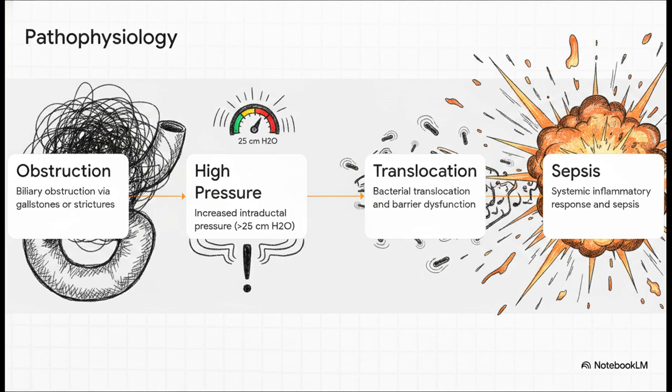This extreme pressure literally forces enteric bacteria, like E. coli or Klebsiella, to translocate right across the barrier into the circulation. So what starts as a localized plumbing issue rapidly escalates into a massive systemic inflammatory response and outright sepsis. It's a pressure cooker waiting to burst.